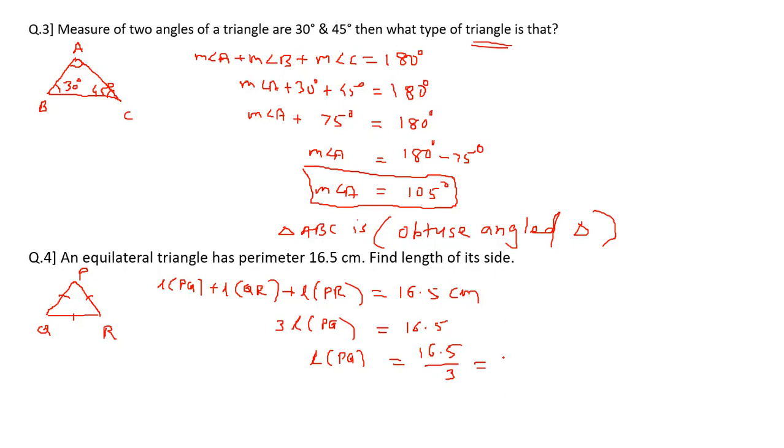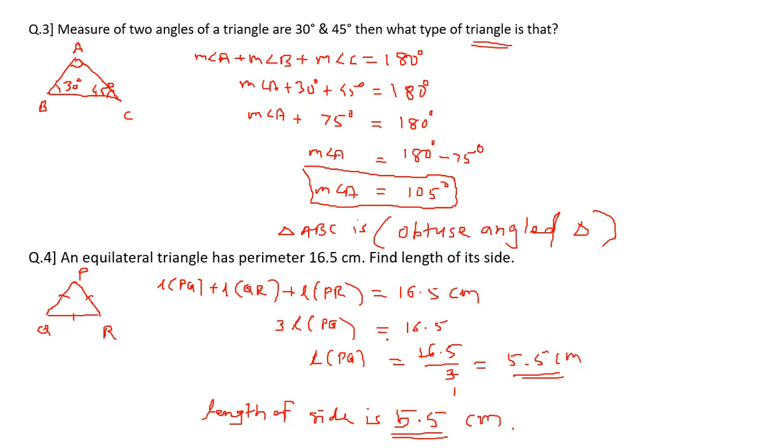3 5s are 15. 3 1s are 3, 5s are 15. 1 and 0.35 are 15 centimeter. So the length of side is 5.5 centimeter. Hence answer. Actually, side plus side plus side is equal to 16.5 centimeter.